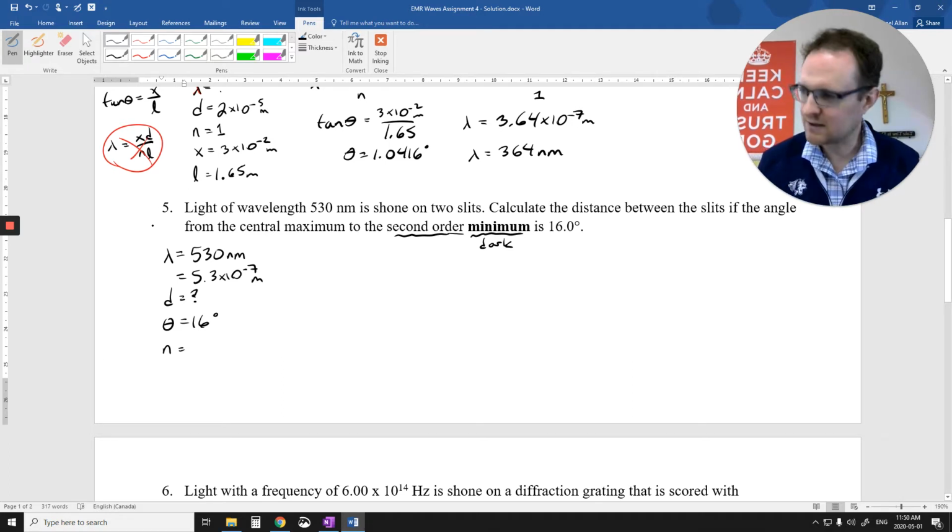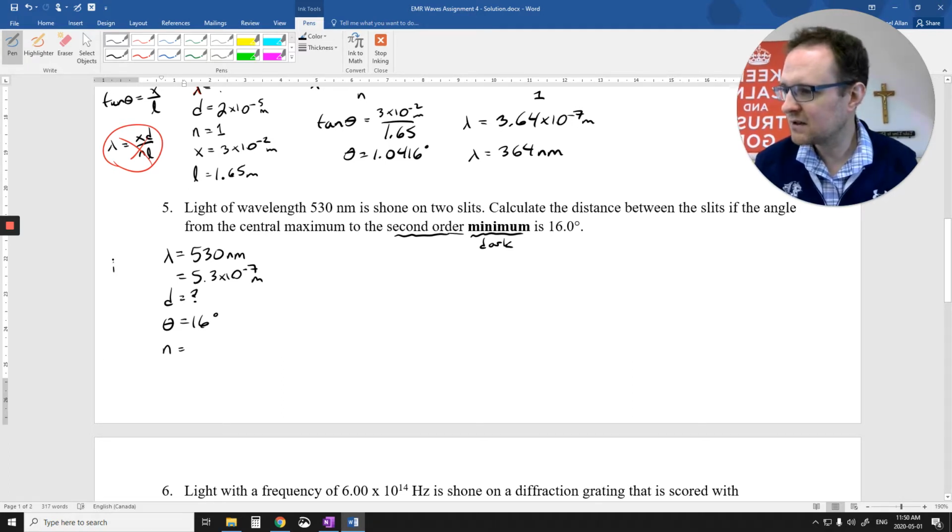So I'm just going to put a little sketch over here. Here's my middle line, 0. Here's my next bright spot, and there's my next bright spot after that. So my slits are down here, my screen is over here, these are the bright spots. This is going to be my first dark spot, and this is going to be my second dark spot. So my second dark spot's at 1.5.